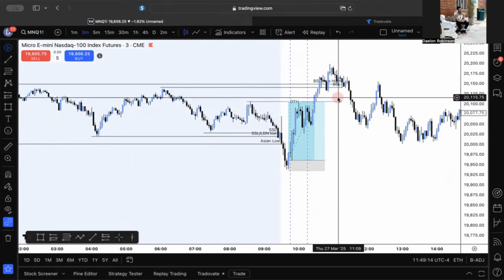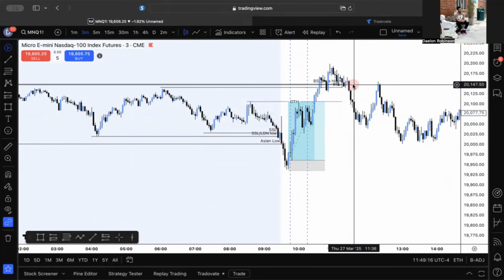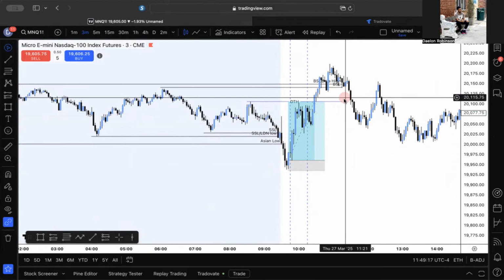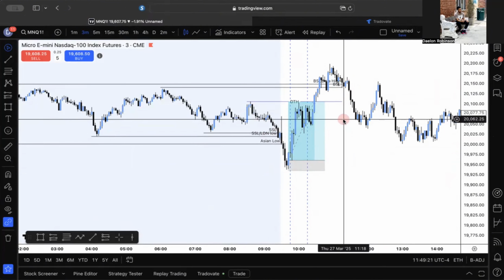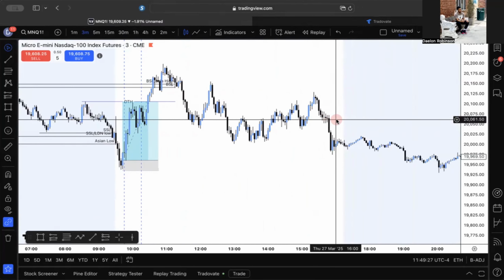So we could have held obviously up to Asian high and got that swept for extra profit, but why gamble and take that risk, right? So just stick to your strategy, your risk reward, and it'll pay you in the end. So again, here's another 750, right? And that's Thursday.